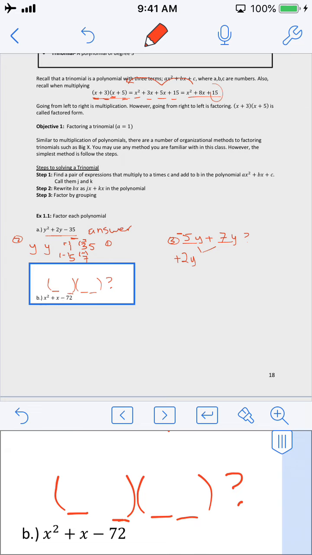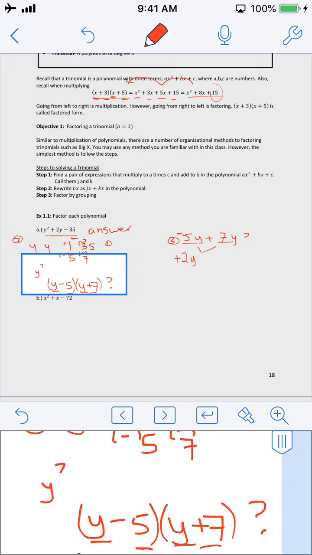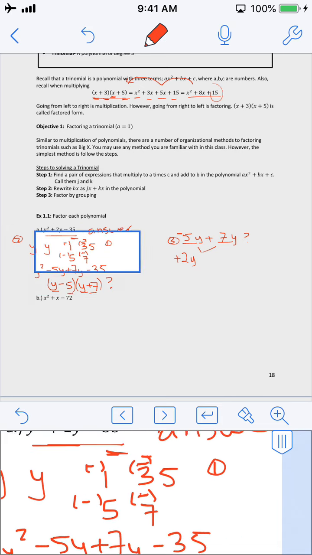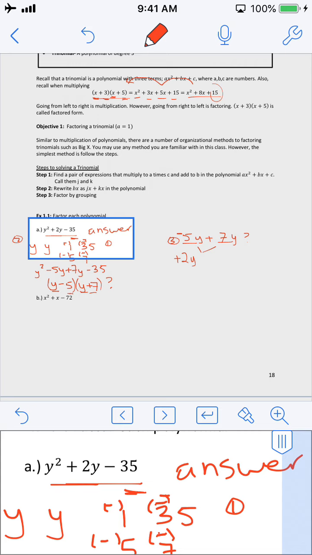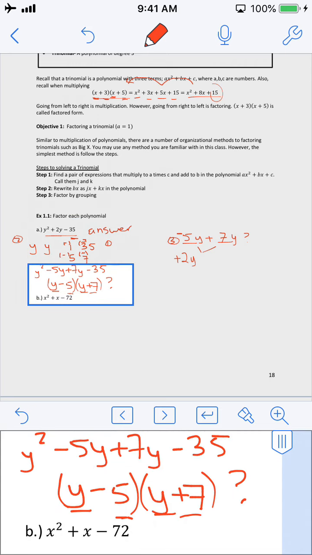So this is what I'm saying. My first had to be y and y. My last had to be negative 5 and 7, because the four combinations I get from that, y squared minus 5y plus 7y minus 35, are what gave me my answer. Okay, so my question is this.